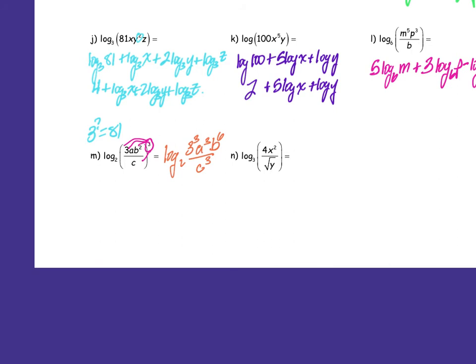So then I get, let's see, what do I get? Log base 2 of 27, that's 3 to the third power, by the way, plus 3 times log base 2 of a, plus 6 times log base 2 of b, minus 3 times log base 2 of c.